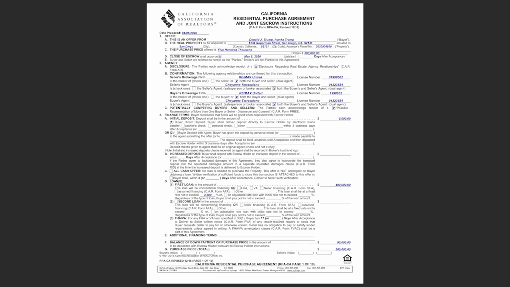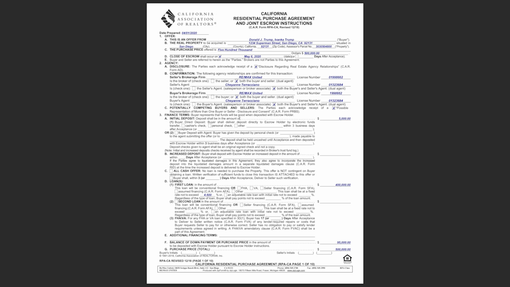Now, below that, you'll see item number C is potentially competing buyers and sellers. This means that both brokerages may be a dual agent representing both sides of this transaction. This disclosure, since it's checked, is also pulled in to this transaction, and it's called the representation for more than one buyer or seller, and it's the disclosure and consent, and is also pulled in.